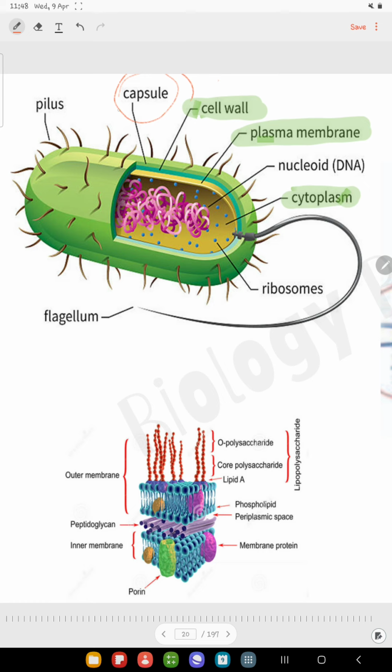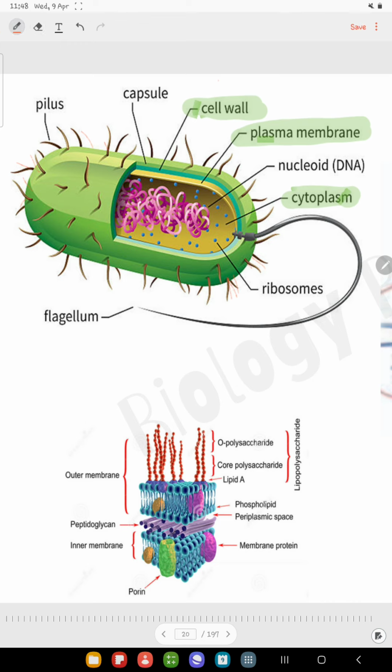Then we have also the pili or pilus. The pili are short hair-like structures found on the surface of bacteria. They help in the attachment or adhering of the bacteria on the surface of the host cell, and also help in the transferring of the genetic material or the DNA from one bacteria to another bacteria. This pili is made up of protein, while the capsule is made up of polysaccharide.